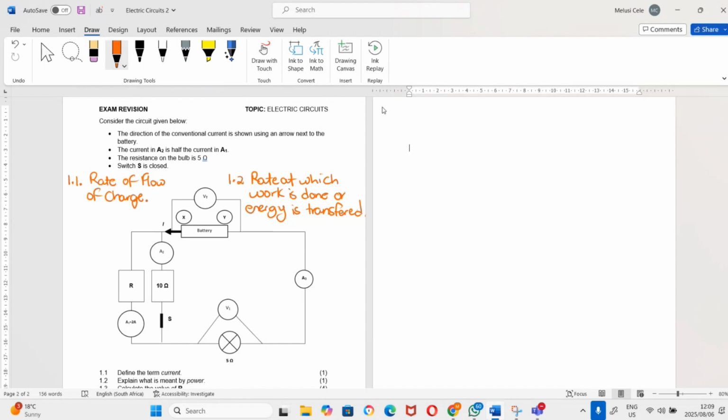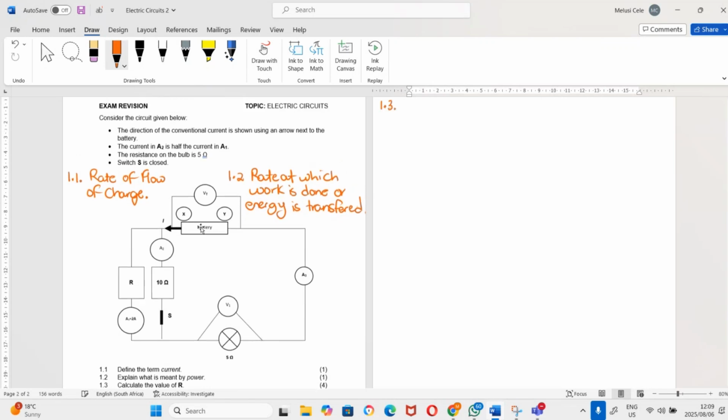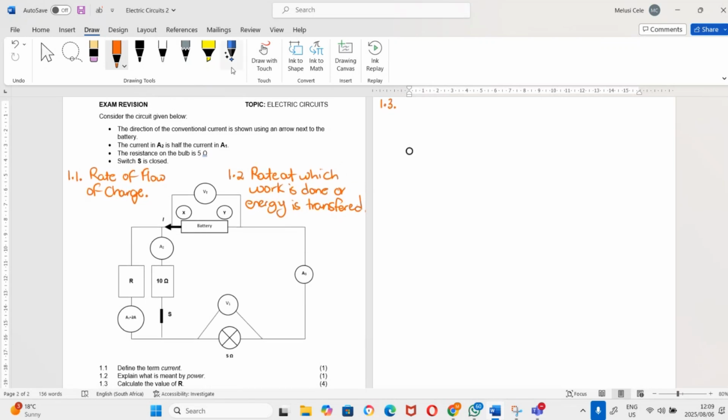1.3. So 1.3 says we must calculate the value of R. So here is R there. And we know that in R, there is 2 amps of current that is passing through R. But we are told here that the current in A2, where's A2 here, is half the current in A1. So that would be 1 amp that is passing through the 10 ohm.